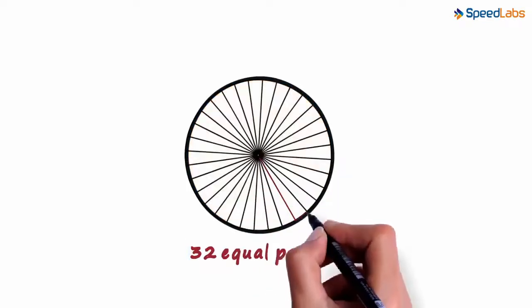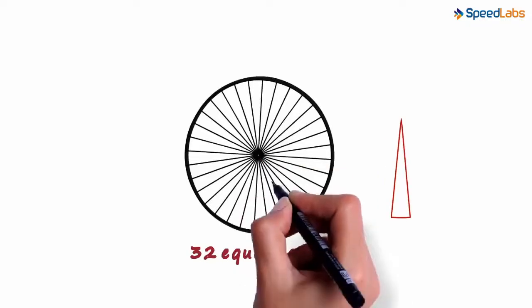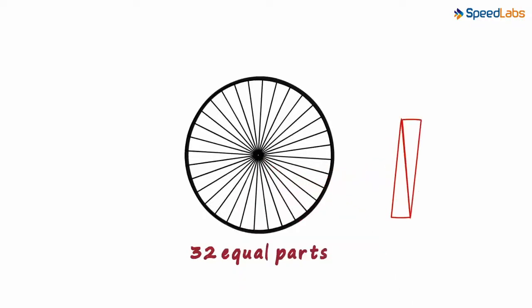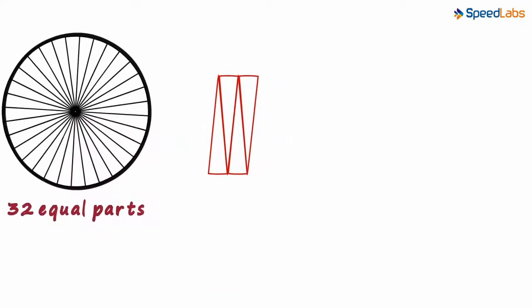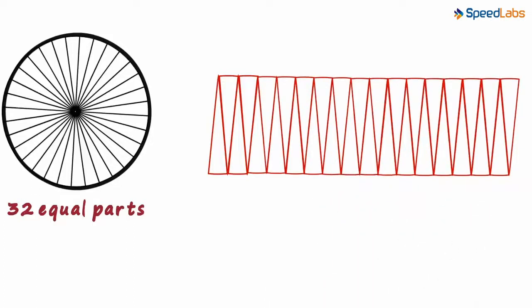Let us take one piece and place it like this. We take another piece and place it next to the first piece. Out of the 32 pieces, we have kept 2 pieces adjacent to each other. Let's take the third piece and place it next to the second piece. Then the fourth piece. Similarly, if we place all 32 pieces like this, this is what we get. It looks like a rectangle.